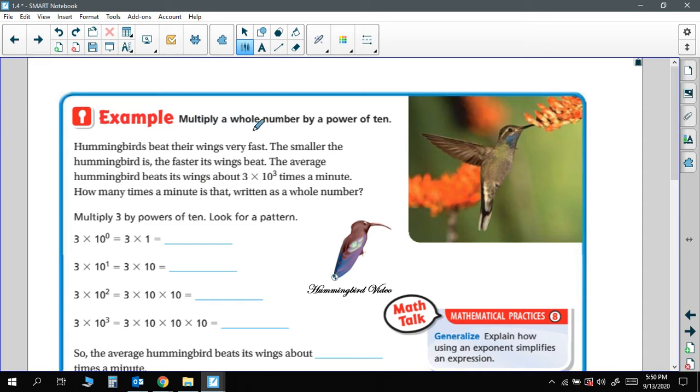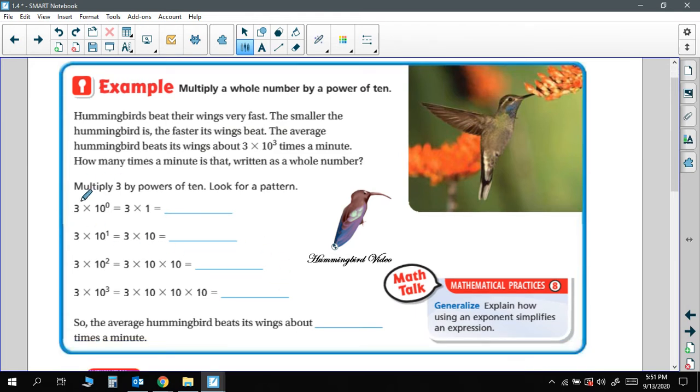It says, multiply a whole number by a power of 10. Hummingbirds beat their wings very fast. The smaller the hummingbird is, the faster its wings beat. The average hummingbird beats its wings about 3 times 10 to the 3rd power times a minute. How many times a minute is that written as a whole number? Okay, so what they're doing here is they have a pattern problem here so that you can figure it out.